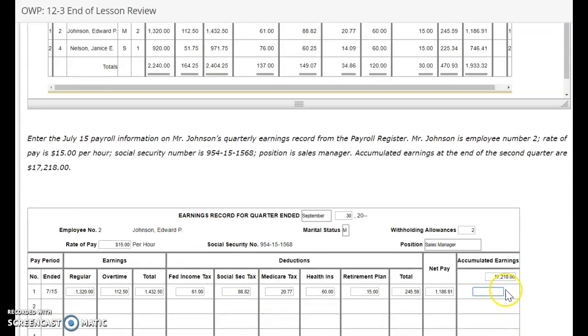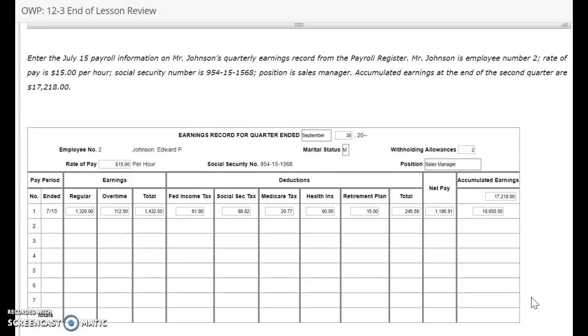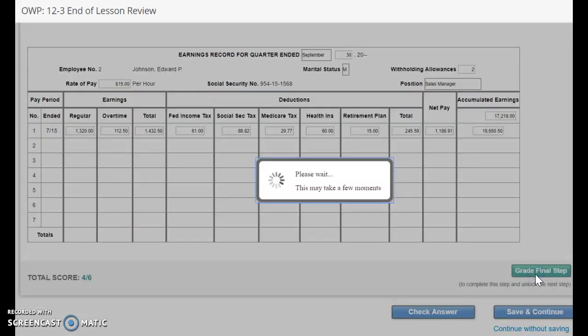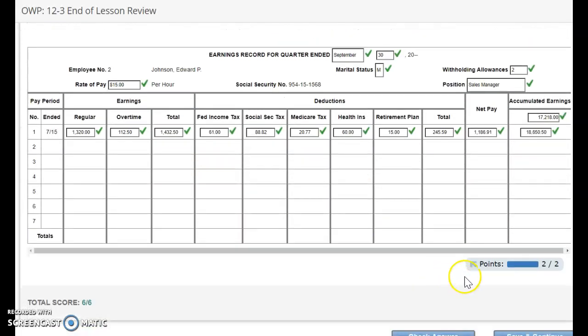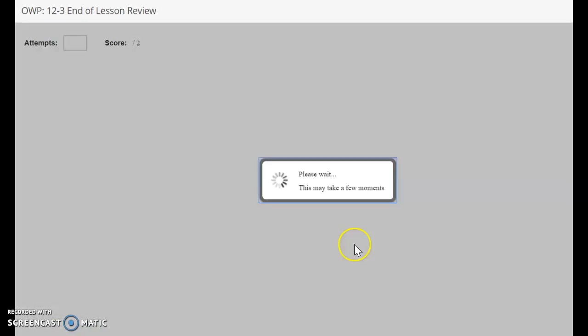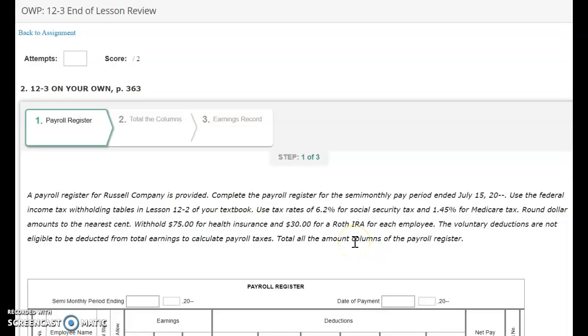And remember now to calculate my accumulated earnings. I'm going to take what was left from before. So I have 17,218. And I'm going to add on my total earnings from over here. So 1432.50 added on. And so I'm going to have an accumulated earnings of 18,650 and 50 cents. Okay, we will grade final step. And everything's okay, so then you can save and continue on to the on your own problem.